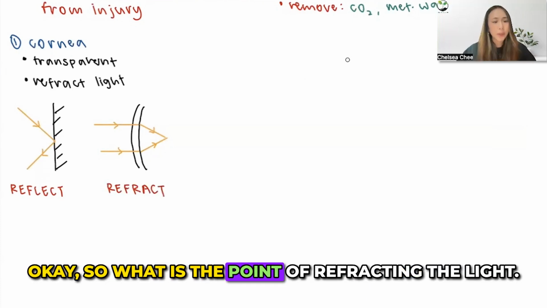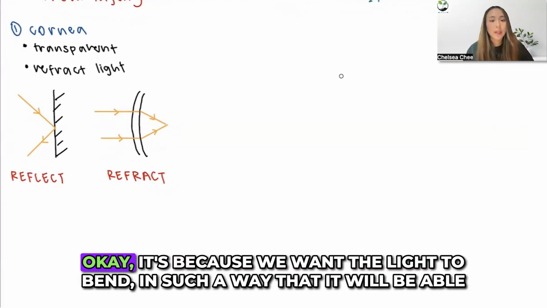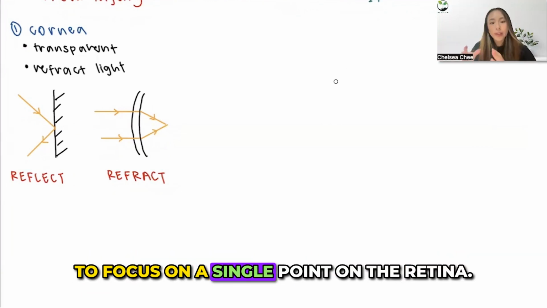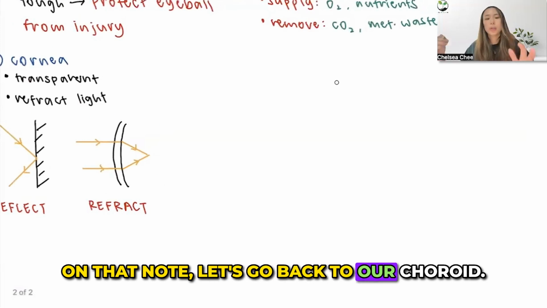So what is the point of refracting the light? Why do we need the eyeball to do that? It's because we want the light to bend in such a way that it will be able to focus on a single point on the retina. This is so that we can have a clearer and focused image. On that note, let's go back to our choroid.